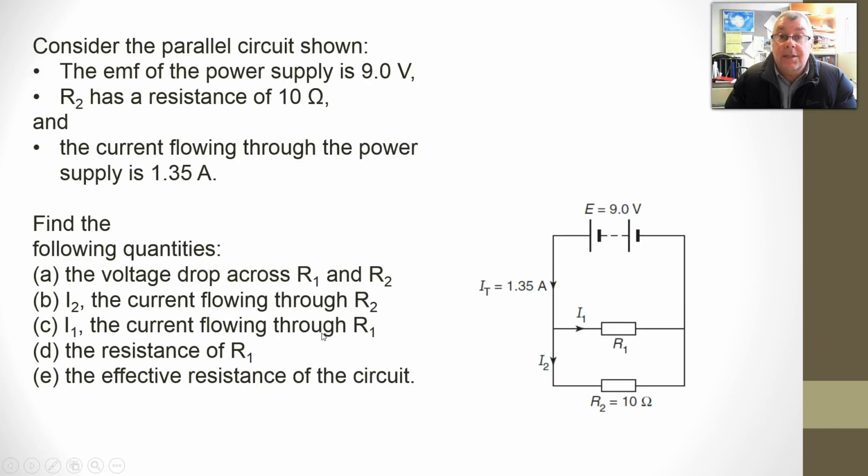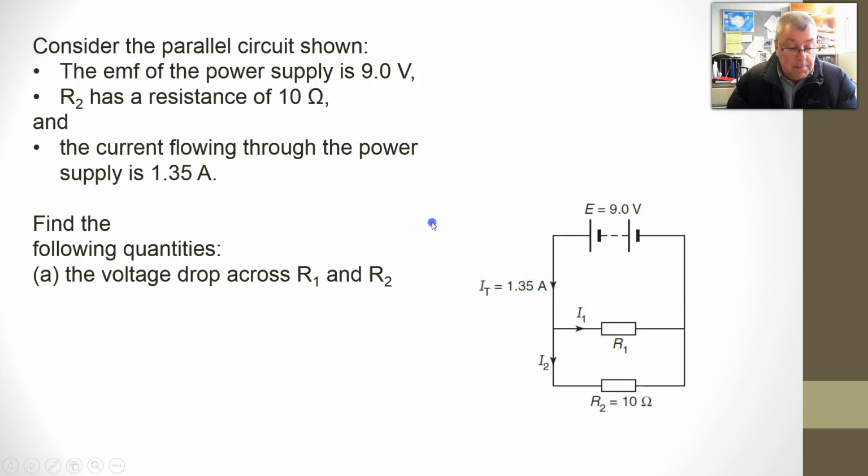Let's do another example. In this case it's a parallel circuit. We've got a bit of information which is on the figure here. We've got 9 volts, we've got 1.35 amps, and we've got 10 ohms, but we're missing other information and we're going to have to work it out. So let's just go through them.